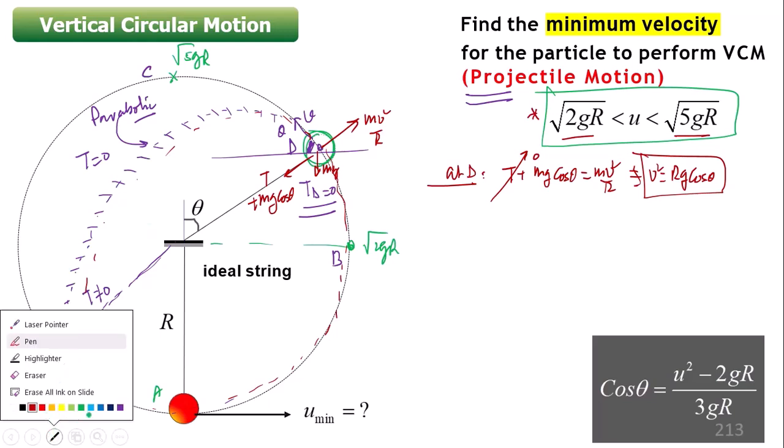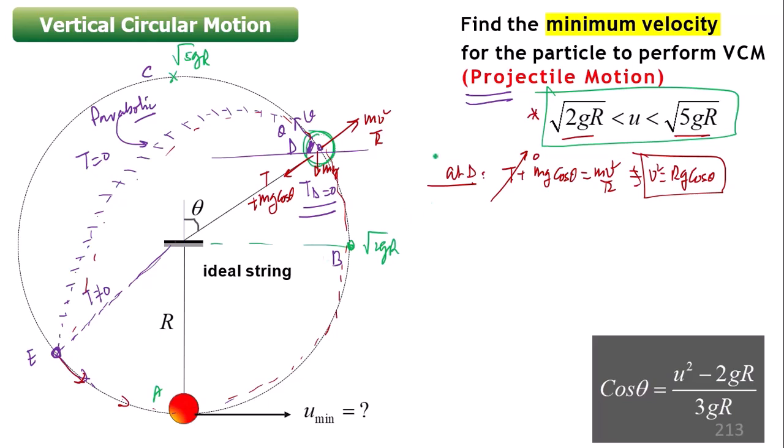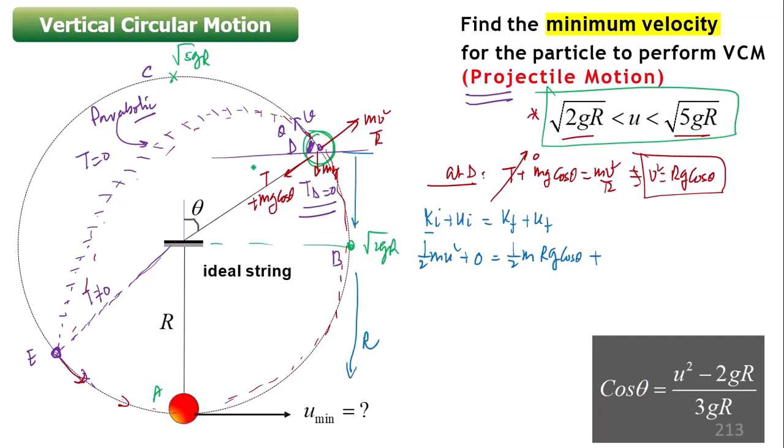Now if we apply the work energy theorem between point A and D, can I write initial kinetic energy plus initial potential energy should be equal to final kinetic energy plus final potential energy. Initial kinetic energy is half mu square. Initial potential energy is 0. Final kinetic energy is half mv square. Now what is v square? v square is rg cos theta. Simply write this, rg cos theta. And potential energy means this height plus that height. So this is r, and what about this height? This is r cos theta. So I am writing mg into r into 1 plus cos theta.